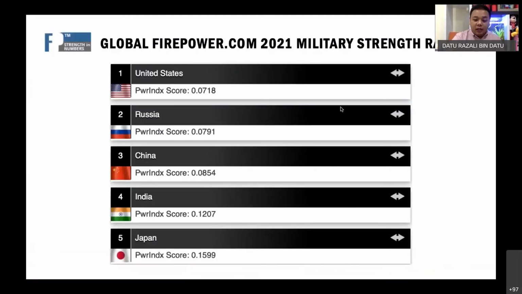Okay, then students also have access to firepower.com, which is the index indicating military strength. Some websites that I shared with them are about economic strength, military strength, and natural resources. So various strengths are creating this momentum of the power index.